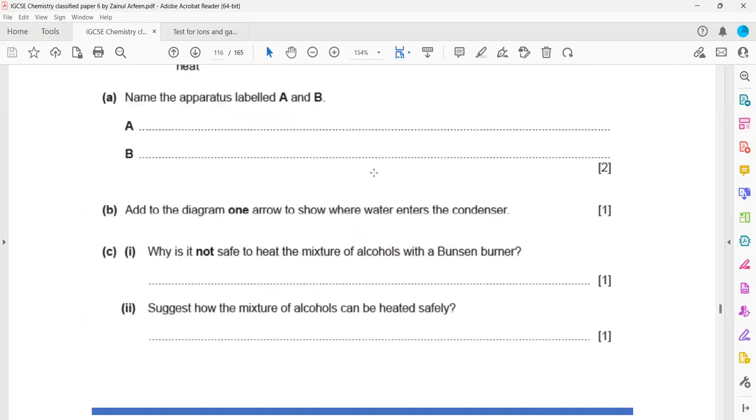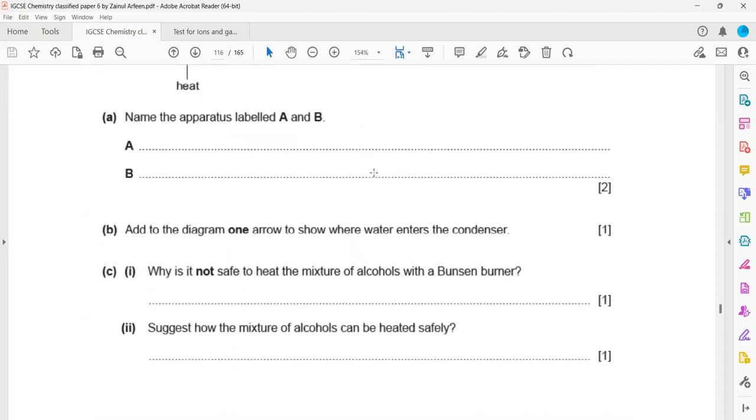Why is it not safe to heat the mixture of alcohols with a Bunsen burner? What's the reason? Because alcohol is flammable. Alcohols are flammable liquids and can catch fire. So it should be heated safely with a hot water bath.